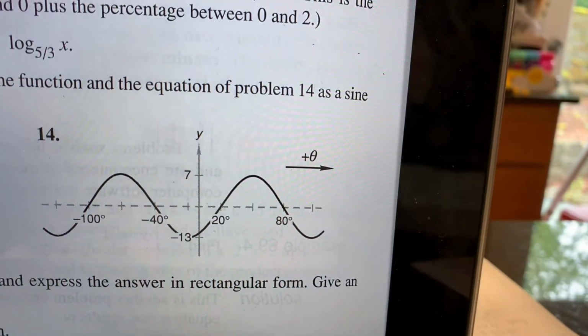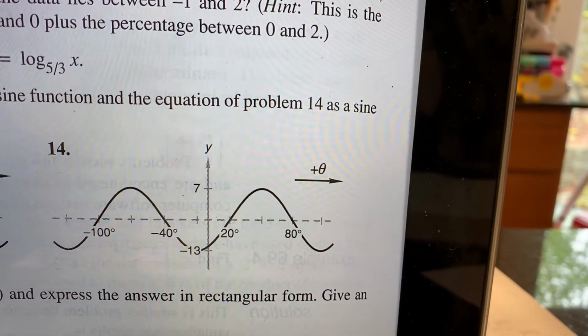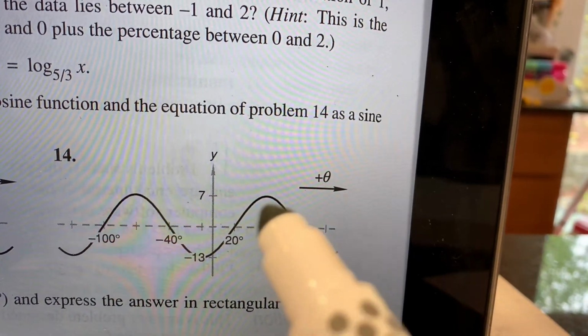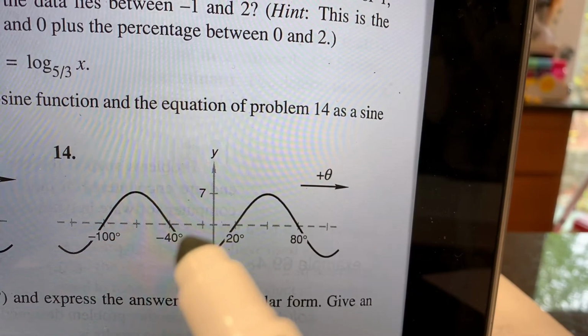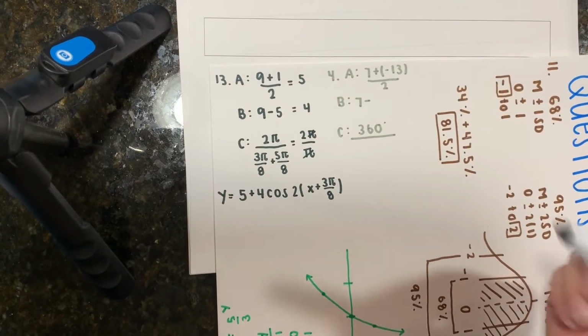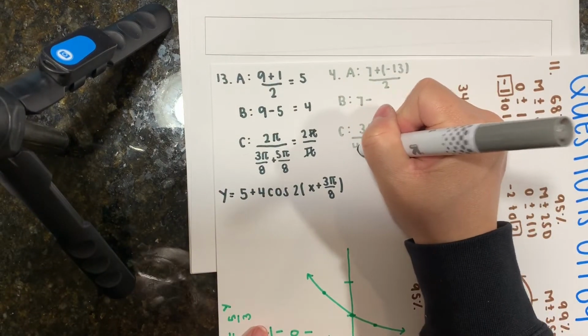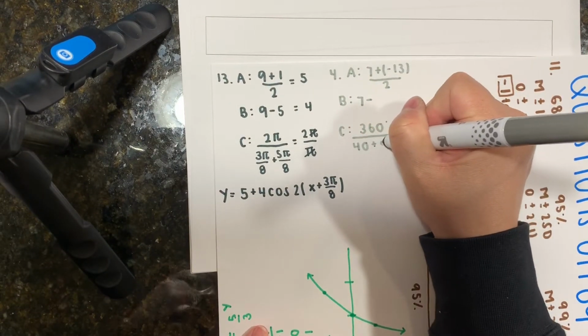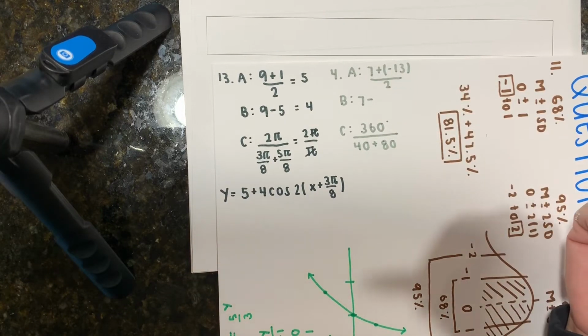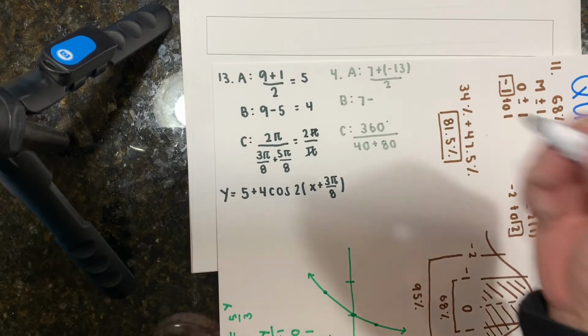And then for the period length, notice that it starts at negative 40. And then it circles down, circles up, and then ends at 80. So that means the distance would be from negative 40 to 80. So all I need to do is, for my period length, I would go 40 plus 80. So negative 40 is where it started, but we're going to use the absolute value of it because we're looking for distance.